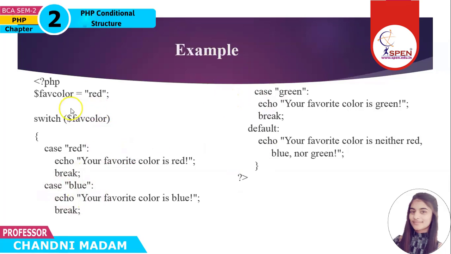Suppose here your favorite color is pink. Then it checks case 1, red. Pink here and red there, both are not equal. So it checks blue. Here blue and here is pink. So both are not equal. Here case 3 is green, and here your fav color is pink. So both are not equal. So it executes the default statement.